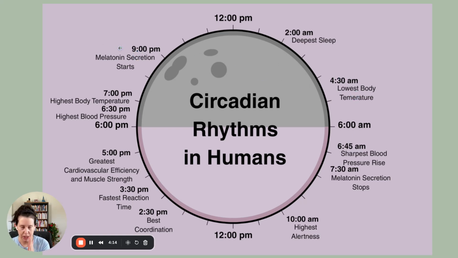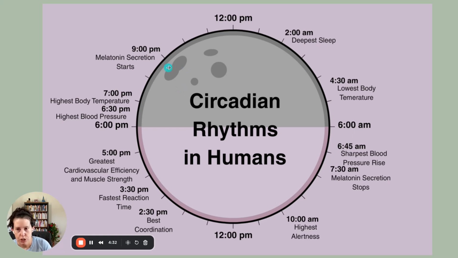So you have a particular time in the evening. We call it your dim light melatonin onset. And this is where your brain starts to secrete melatonin. Generally speaking, people will fall asleep maybe 1 or 2 hours after their melatonin secretion starts.